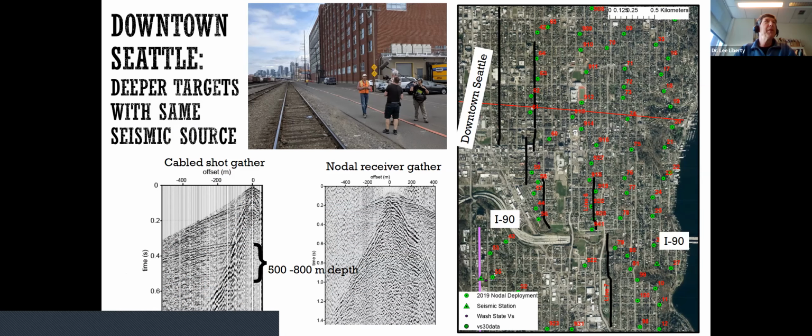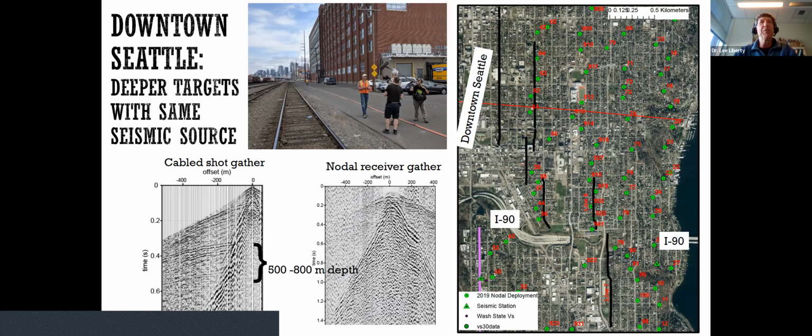And I'm kind of finishing up here. This is just a shot gather from downtown Seattle, comparing a cabled shot with our geodes with a nodal receiver. This is from Maureen Denal's nodal deployment that she collected a few years ago through the Harvard deployment. And you can see the reflections that we were able to pull out of the nodal receiver gathers. Or this is a receiver gather, I guess. And this is a shot gather here.